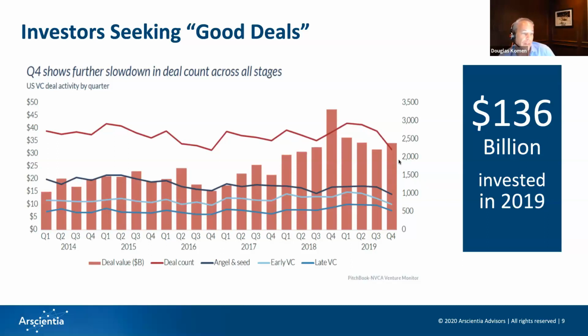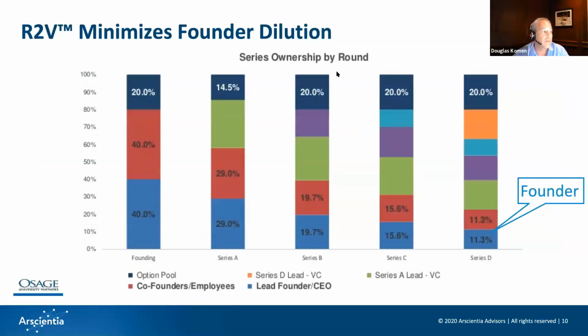But the line to look at is the number of deals is going down. And again, it's because there's a lot of money sloshing out there, and investors are looking for good deals, but they aren't finding them, and they're piling into the same deals.